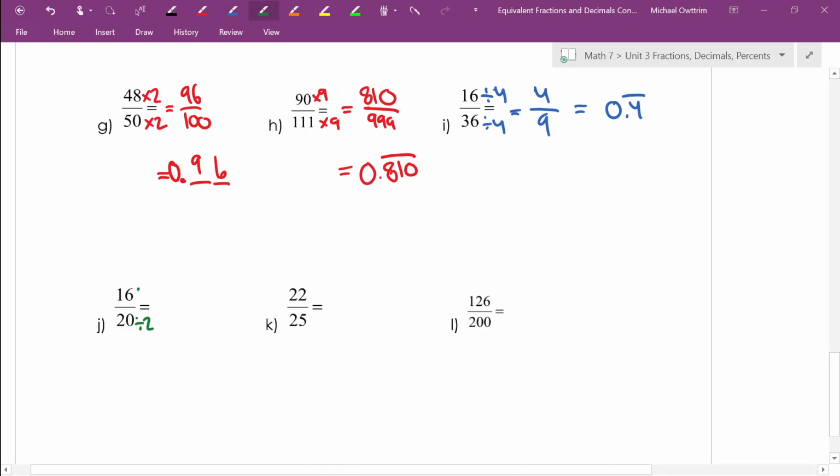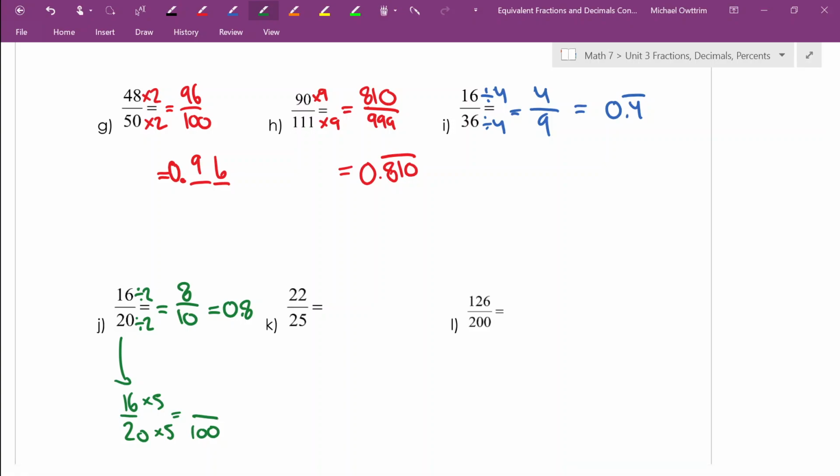I have a couple ways of doing question J. I could divide by 2, and I'd choose to divide by 2 because that would give me a 10 on the bottom, so 8/10 is my decimal. I could also take my 16 over 20 and multiply by 5, and I'd choose to do that because it would give me 100 on the bottom. 5 times 10 is 50, 5 times 6 is 30, 50 plus 30 is 80. That gives me 0.80 reaching the hundredths place. Obviously, these two are the same answer.